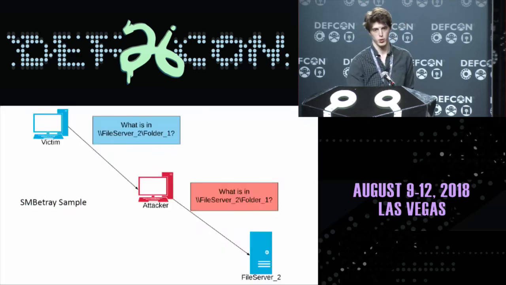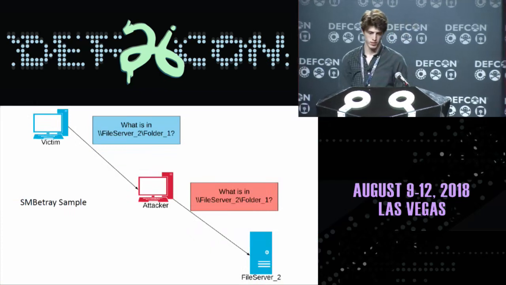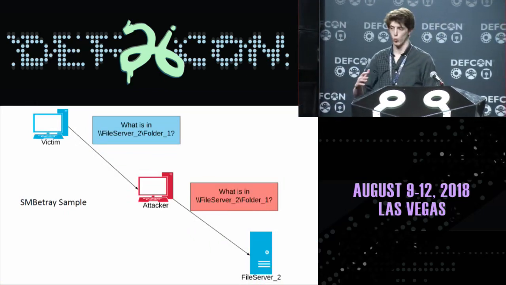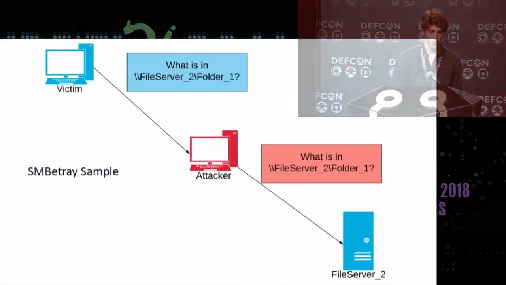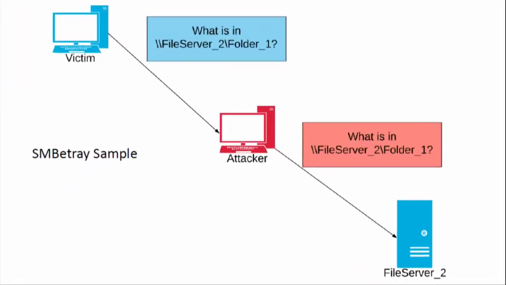So the way SMBetray is broken down kind of looks like this. We put ourselves in between the victim and whatever server they want, even multiple servers at a time. The victim will say, hey, what's in this folder? And that request occurs typically when you open up a folder in a share and it starts listing out all the files and folders in there. We pass that on to the receiving server.